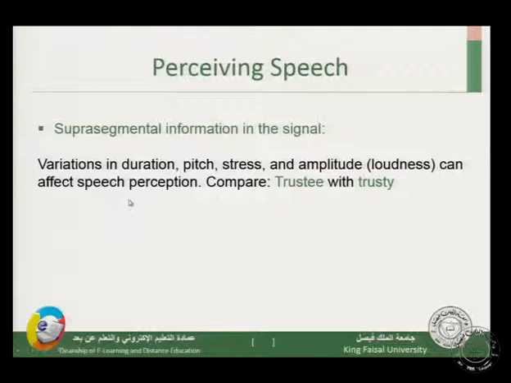There's something called suprasegmental information. What do we mean by suprasegmental?